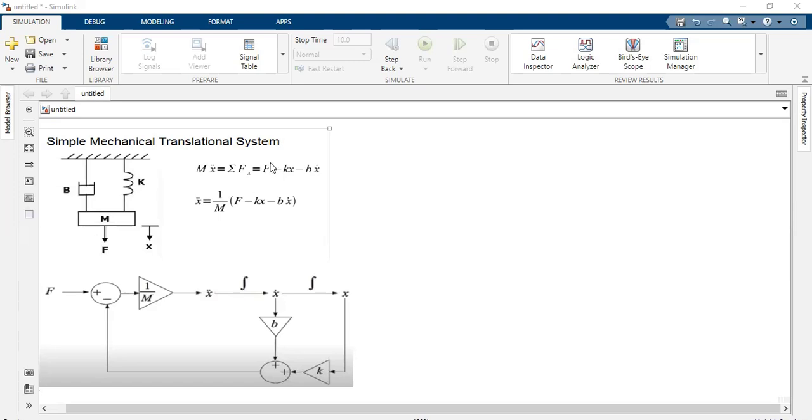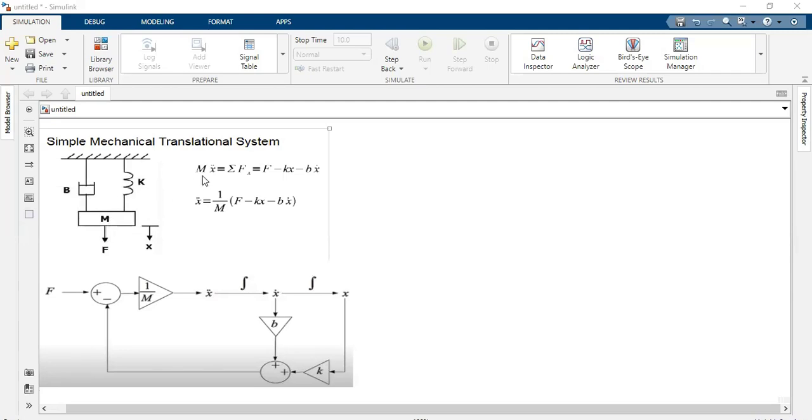The supply force, that is the applied force, is equal to the sum of all the opposing forces. So the applied force F is equal to the opposing force due to the mass, due to the dashpot, and due to the spring. So F will be equal to m into d square x by dt square, b into dx by dt, and k into x. We can represent dx by dt as x dot, so that F is equal to m into x double dot plus b into x dot plus k into x.